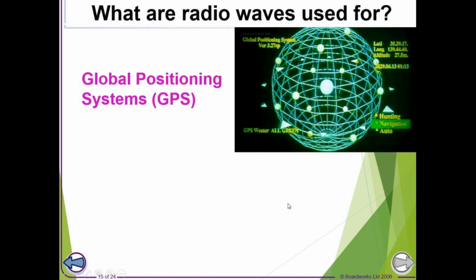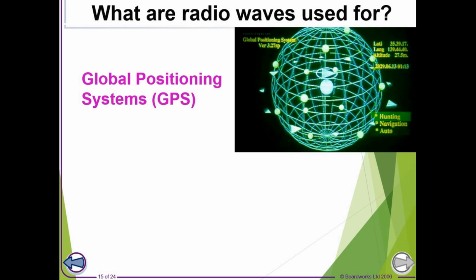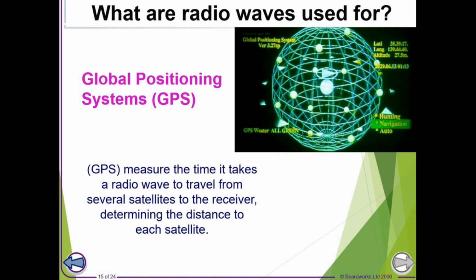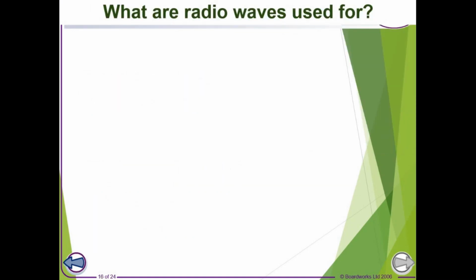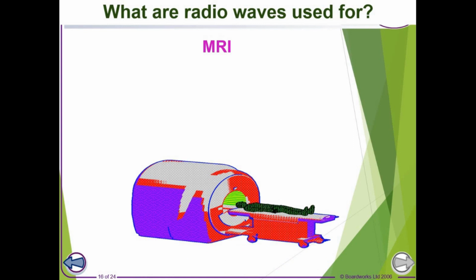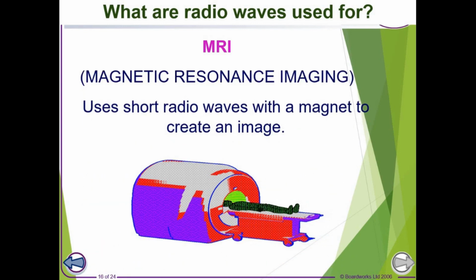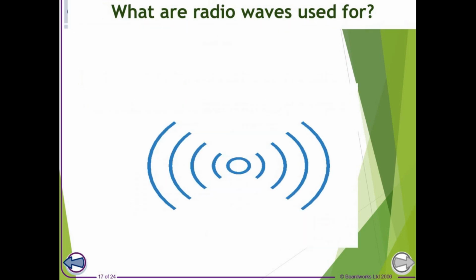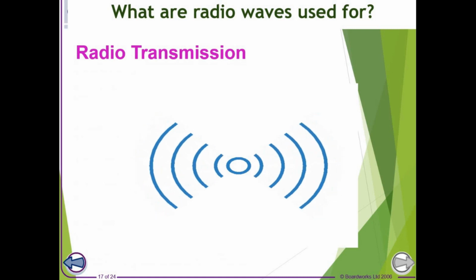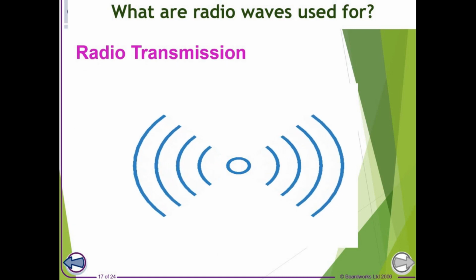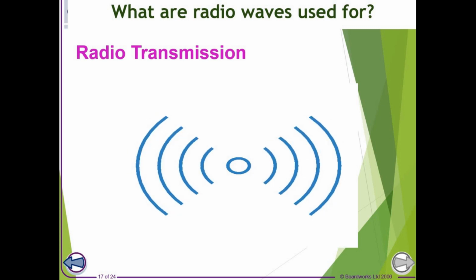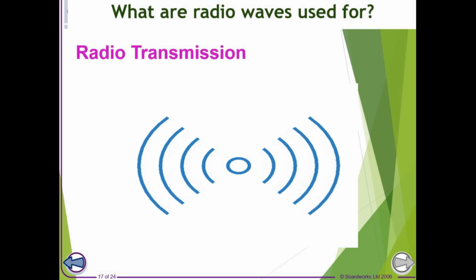Radio waves are also used for the global positioning system. It measures the time it takes a radio wave to travel from several satellites to the receiver, determining the distance to each satellite. Radio waves are also used for MRI, meaning magnetic resonance imaging, which uses short radio waves with a magnet to create an image. Radio waves are also used for radio transmission. Radio stations change sound to EM waves, and then your radio receiver changes the EM waves back to sound waves again.